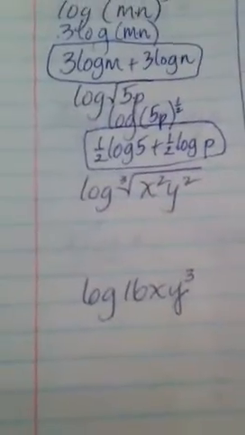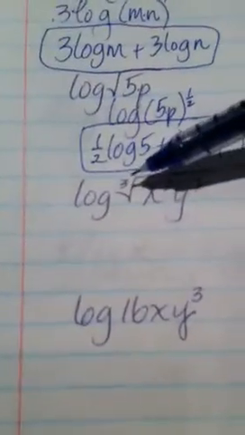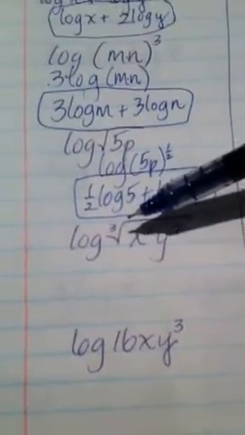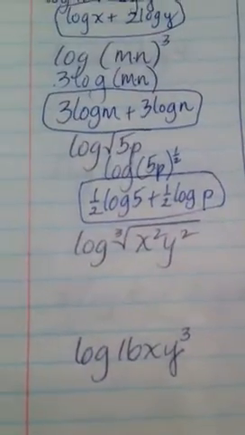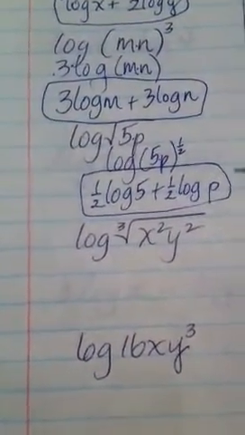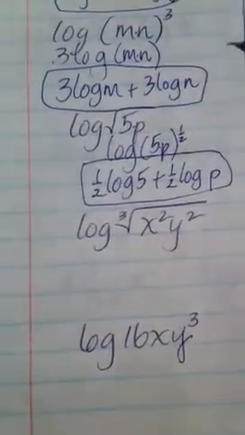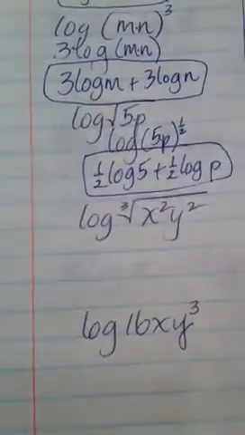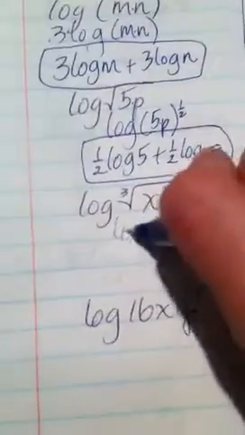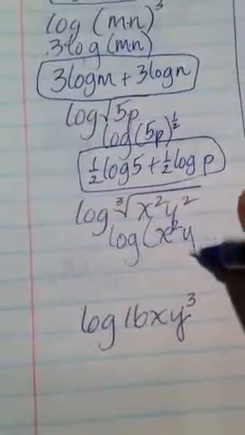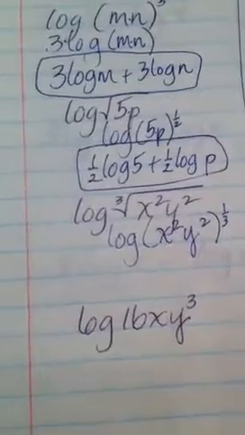Okay, now this one's a little bit different. I have a third root. The 1/2 is because it was a square root. If it's the third root, then you would use a 1/3. So first let me write this. x squared, y squared to the 1/3.